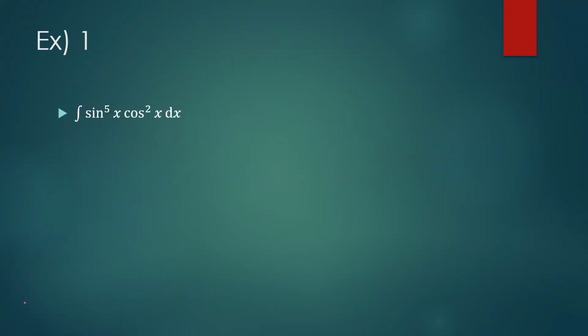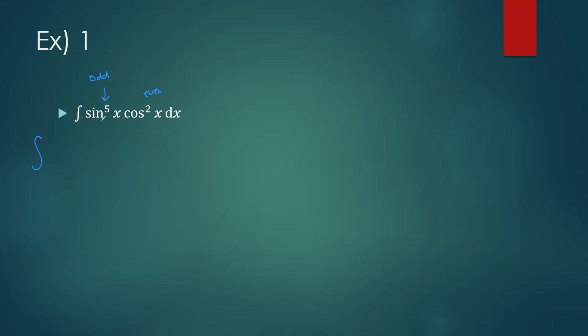Example 1: we have to take the integral of sin to the 5th x times cosine squared x dx. Don't do integration by parts. Instead, use the rule. Do you see an odd power? Yes, I see an odd power at 5, and then 2 is even. So this is an odd power, and this is even. They say if you have an odd power, you want to factor out one sine or cosine. So let me do that.